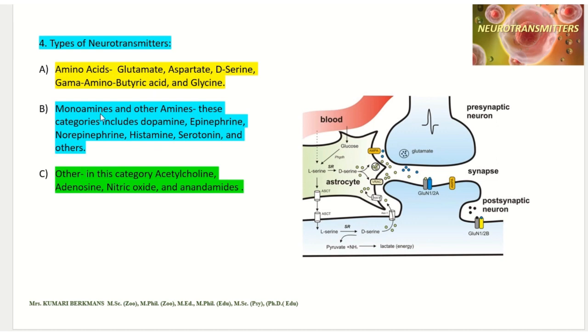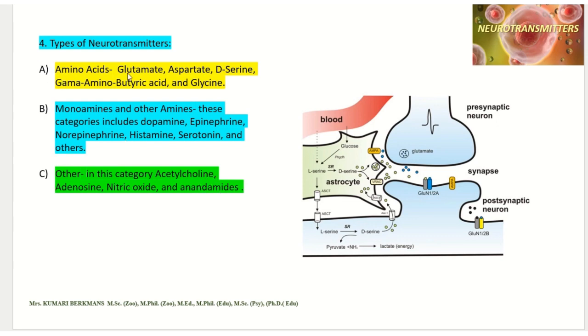Okay, next one is monoamines and other amines. These categories include dopamine, epinephrine, norepinephrine, histamine, serotonin and others. Please make a note of these. These are very, very important. The questions come from here, so make a note. Okay, in this category: acetylcholine, adenosine, nitric oxide and anandamides. So these come under the third category.